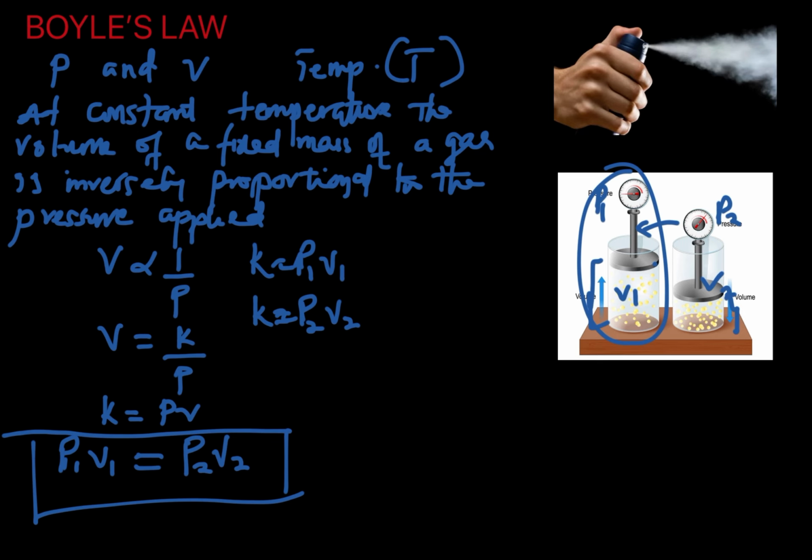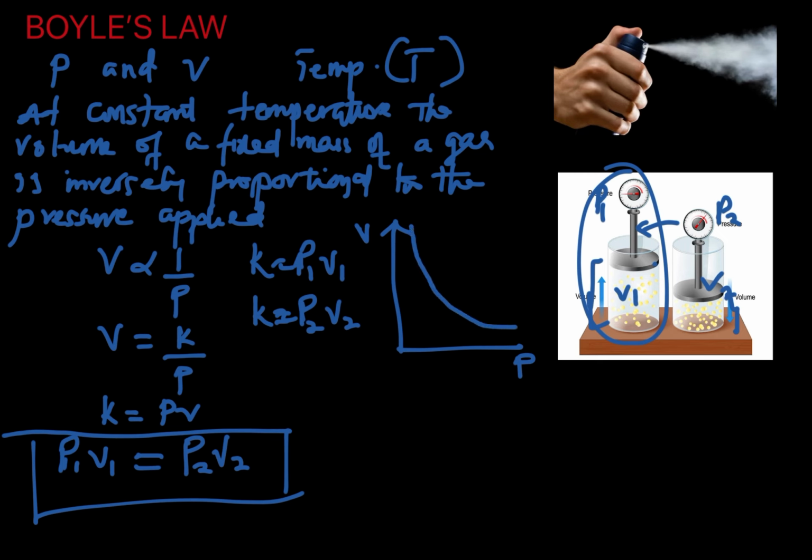Once we make any of them the subject of the equation, we can, based on the question, look for what we are supposed to calculate. And so P1 is the initial pressure, V1 is the initial volume, P2 is the final pressure, and V2 is the final volume. If we plot a graph of volume against pressure, we are going to see that as volume is decreasing, pressure will be increasing.